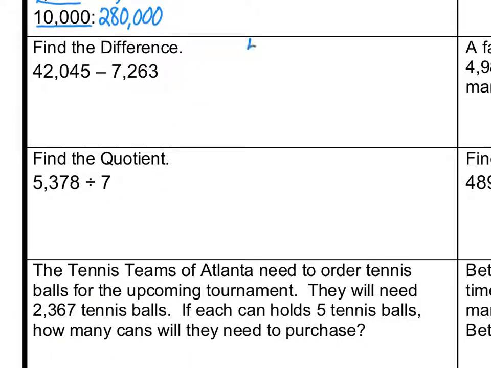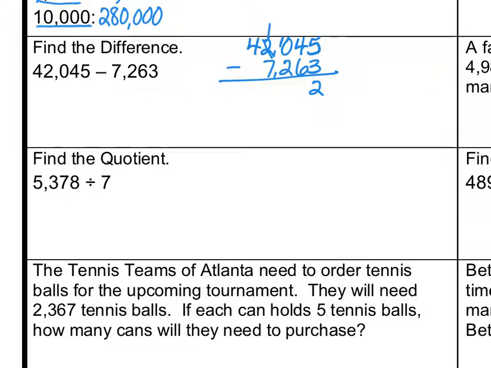Finding the difference always means subtract. You have to be careful that we keep that larger number on top. 5 minus 3 is 2. 4 minus 6, we can't do that, so we're looking for help. The 0 can't help us. We go to the 2, let's borrow. 0 becomes a 10, and we have to start again.